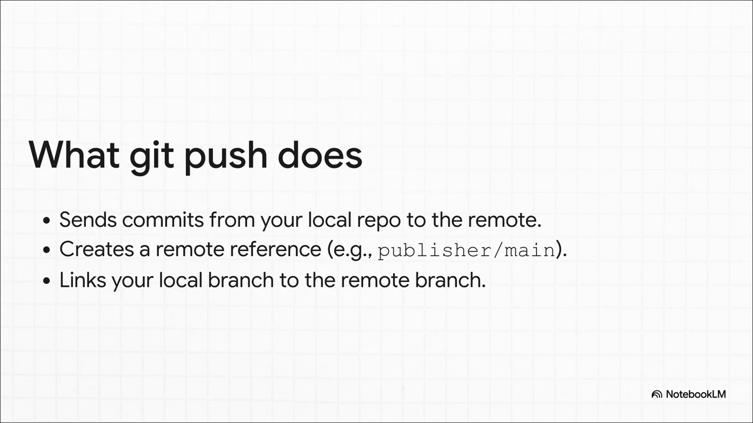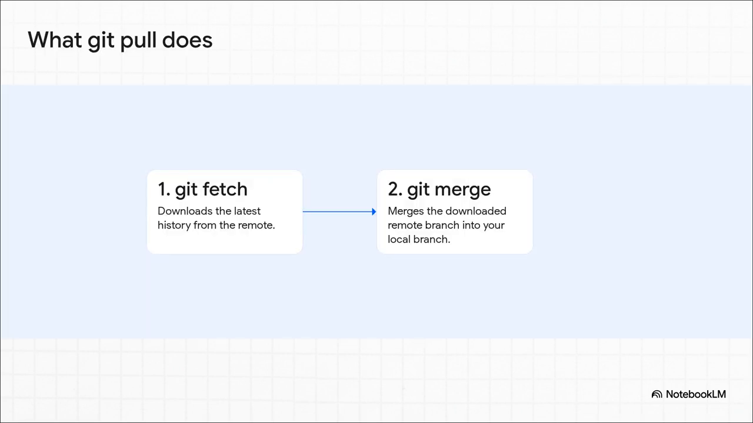So, how do we get our work up to the publisher? We use the command git push. When we run git push publisher main, we're telling Git to send our local main branch to the remote we called publisher. And a few things happen here. First, it uploads all of our new commits. Second, it creates a copy of our main branch on the remote, which we can think of as publisher/main. And third, it creates a link between our local branch and that new remote branch so Git knows they belong together.